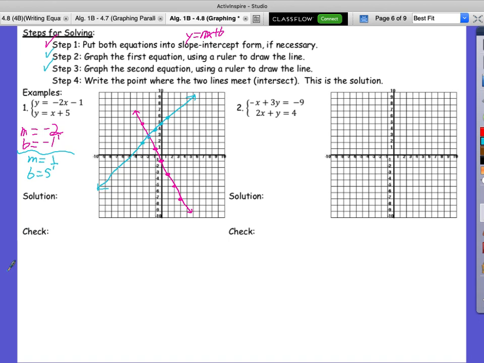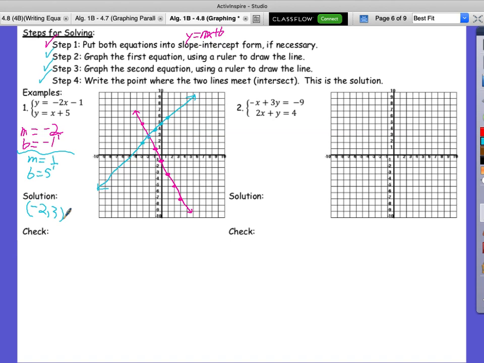So now, where do the two lines meet? Grayson, I heard you saying it. -2, comma 3. Okay, so they intersect at -2, comma 3. So, that's step 4. Step 4 is literally just writing down where they meet, writing your answer down. -2, comma 3. That's where they intersect.